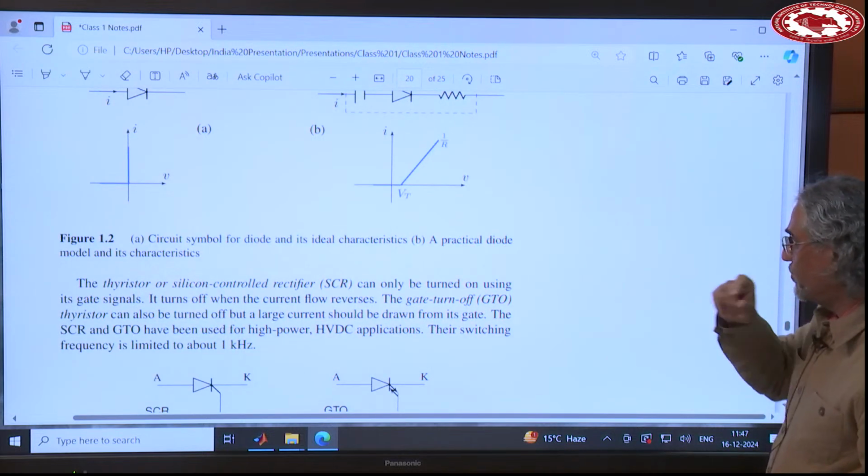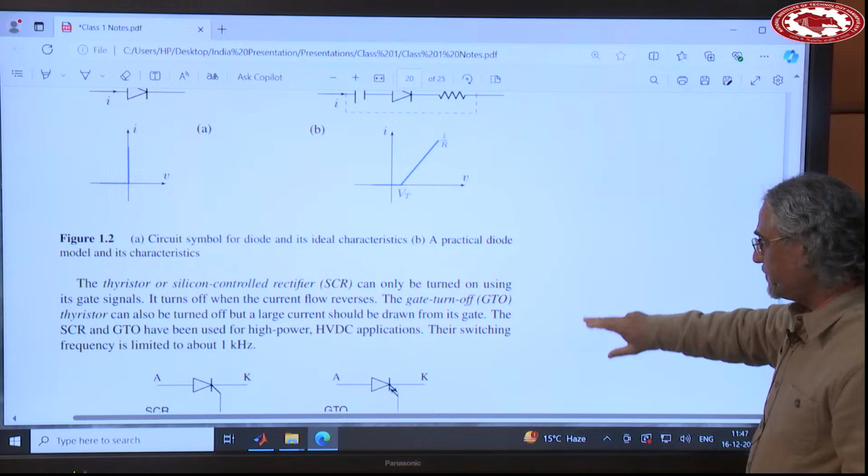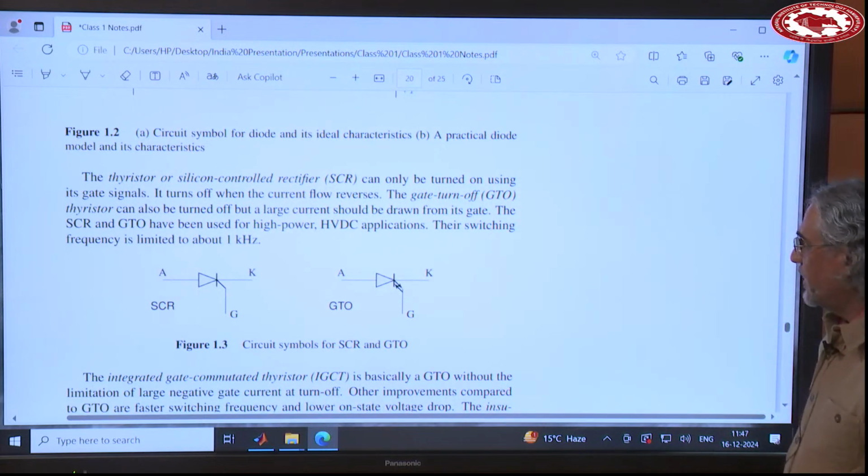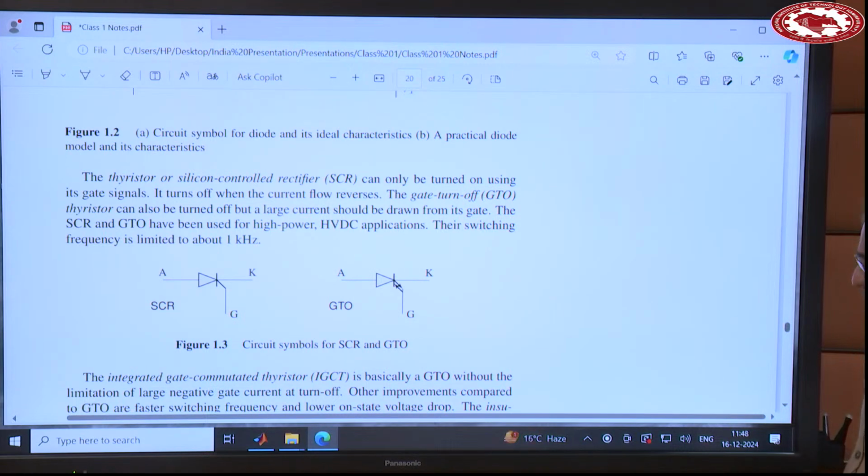Like I said, that's the only switch that does not have a gating. Thyristor or SCR, silicon controlled rectifier, can only be turned on using its gate signal. So you cannot turn off the SCR using the gate. One of the oldest technologies that we have, very powerful for a large amount of current to flow. The limitation is, first of all, it cannot operate at very high switching frequencies, typically around 1 kilohertz or slightly above 1 kilohertz. But it can handle a lot of current.